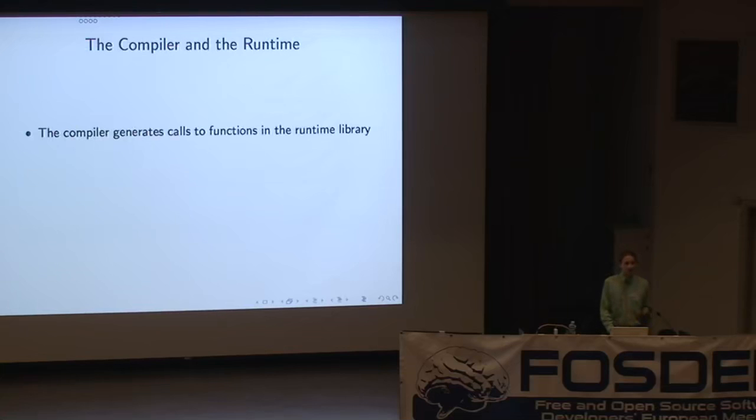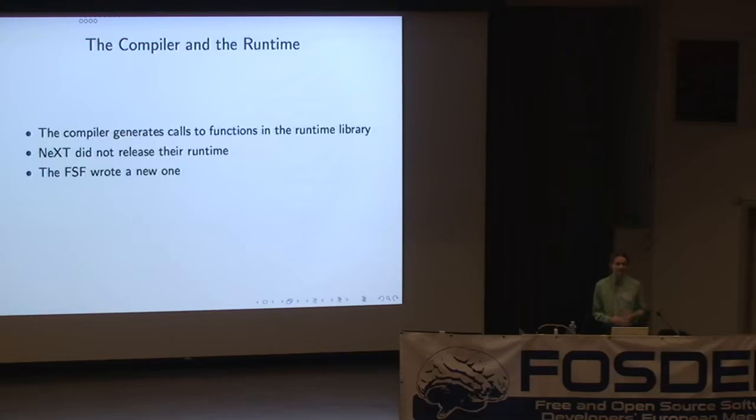And so the compiler's only half of the puzzle. With Objective-C, the compiler generates calls into a runtime library which implements all of the dynamic features that are required for Objective-C. And NeXT didn't release their runtime library, which made getting the compiler support actually not that interesting, because the runtime at the time was more complicated than the compiler stuff, so they only got the easy bit. So the Free Software Foundation wrote a new one.